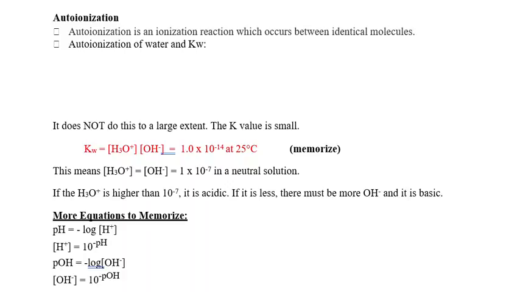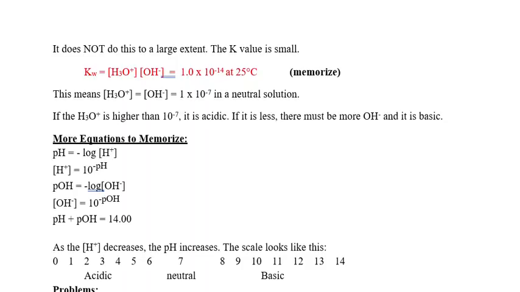The ionization constant for water is 1 times 10 to the negative 14 at 25 degrees Celsius. That's something you want to memorize. What that means is that the hydronium ion concentration is going to be equal to the hydroxide ion concentration, and they're each going to be the square root of that value in a neutral solution.